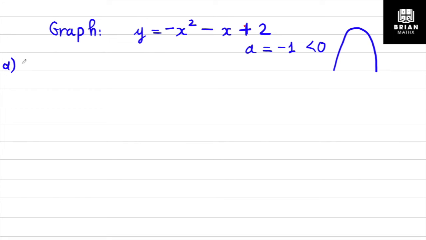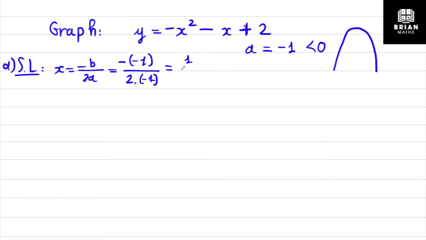So the first step, the symmetrical line, x equal to negative b over 2a. So what is negative b? The value of b is negative 1. It's not 1, it is negative 1. So negative of negative 1, over 2 multiplied by a. Here a is negative 1, so you get 1 over negative 2, or negative 1 over 2.